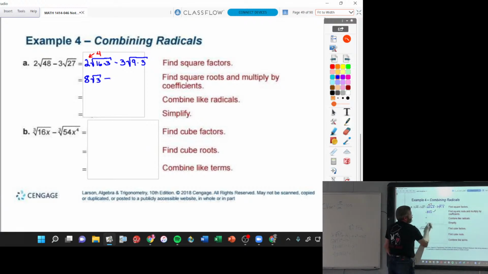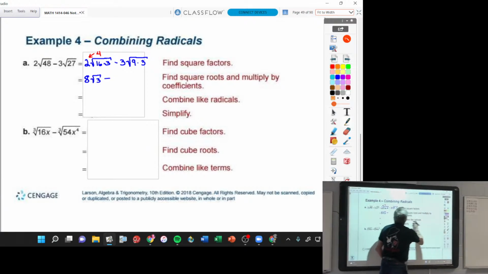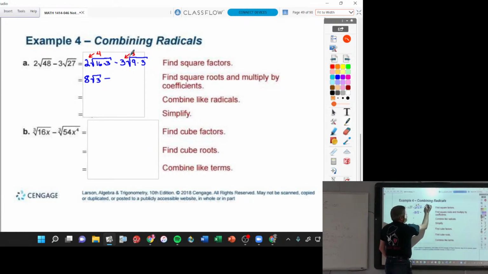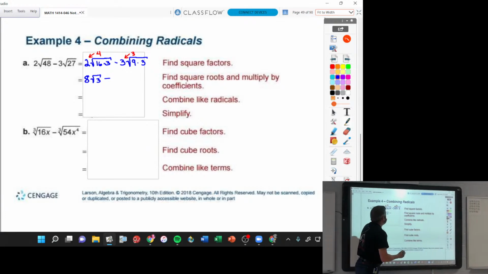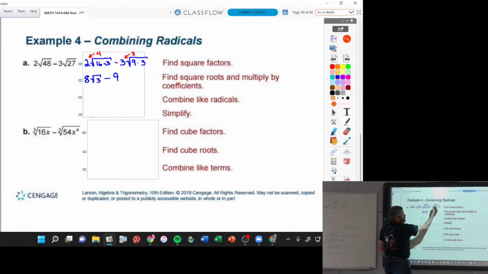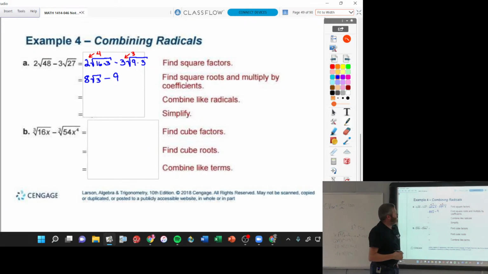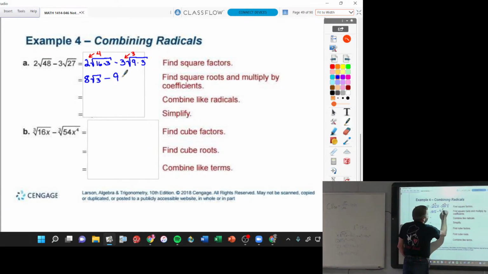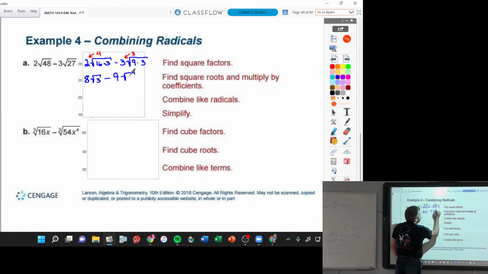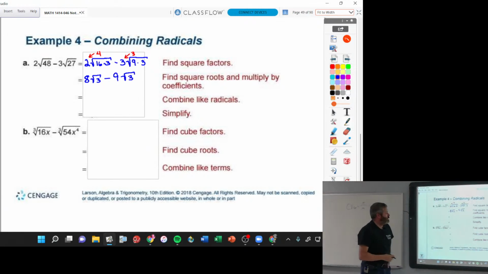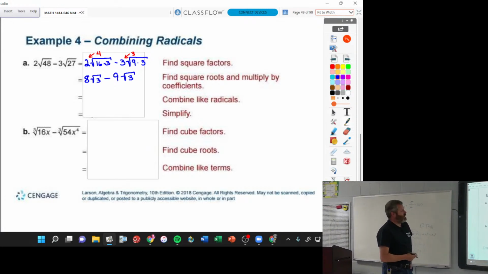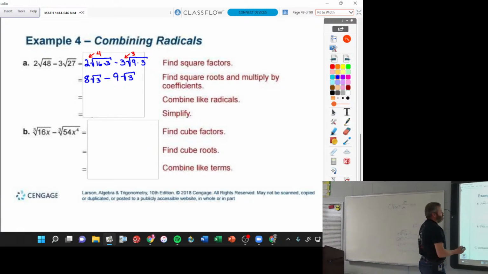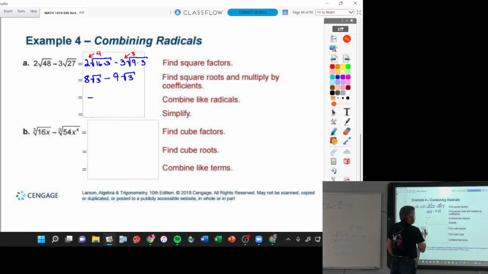The next one: the square root of 9 is 3. But I've got to multiply that 3 by the 3 that's already there. So 3 times 3 is 9, or 3 times negative 3 is negative 9, however you want to look at that, that's fine. Now we look at this and say, okay, well, 8 square roots of 3 minus 9 square roots of 3. That would be negative 1 square root of 3, or negative square root of 3 left behind.